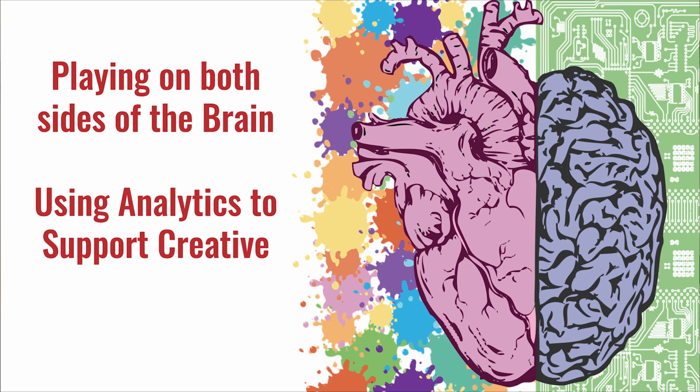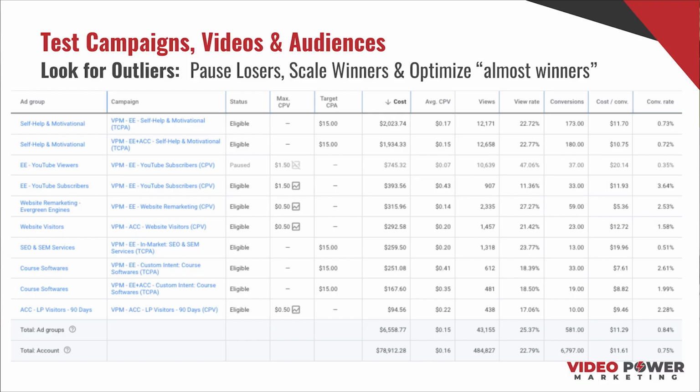This is a part of the presentation where we go to the other side of the brain. To be a great marketer requires that you use both sides of the brain. We've been talking a lot about the creativity side, and now I want to jump the gun and talk about the analytical side. This is the numbers side, because you need to use both sides of the brain in marketing these days. If you look at this table, this is an actual campaign inside Google Ads.